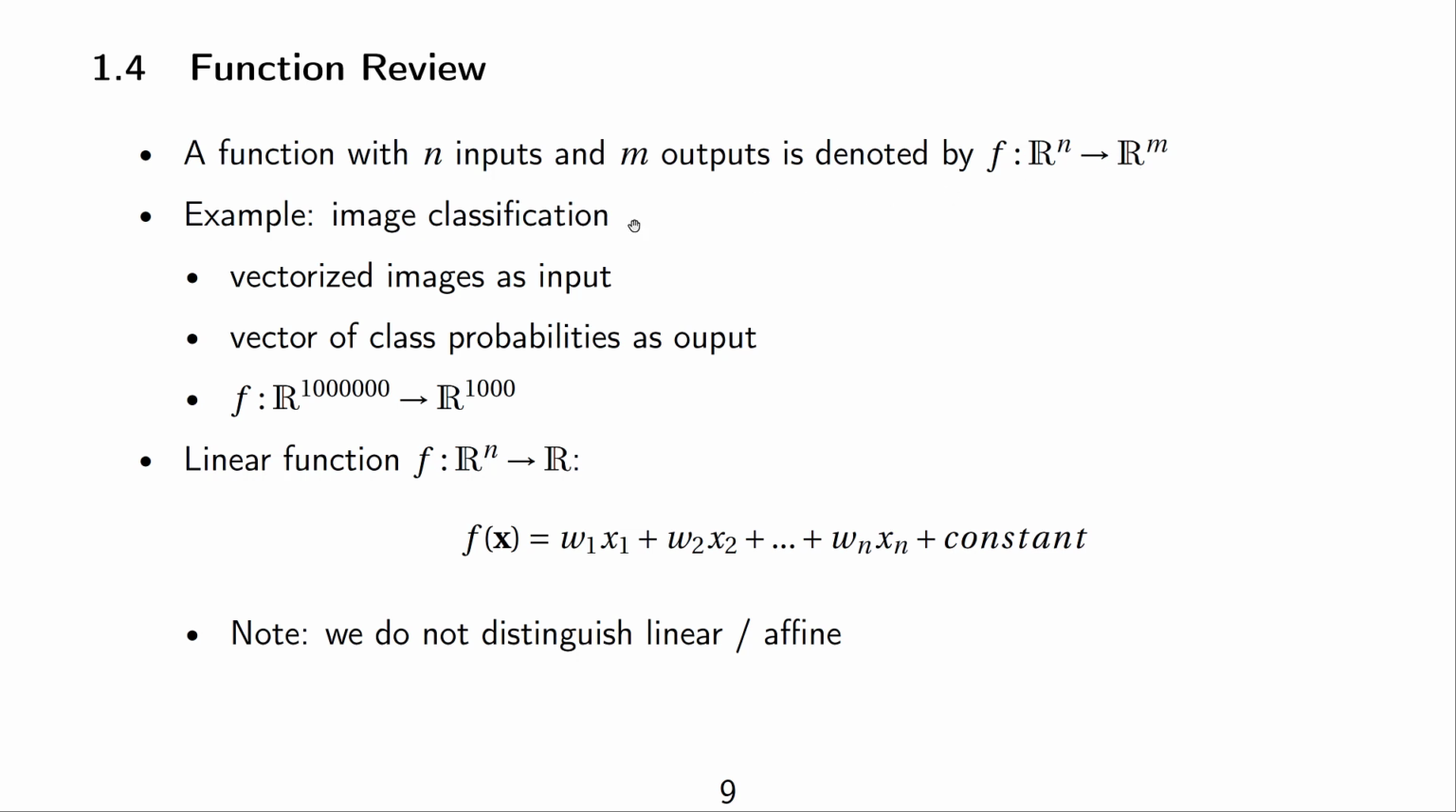Let's look at this example, image classification. There would be a vectorized image as input and a vector of class probabilities as output. Let's say the images would be described by 1,000,000 values. Then we would have the images be million dimensional vectors, and they would be mapped into 1,000 dimensional vectors.